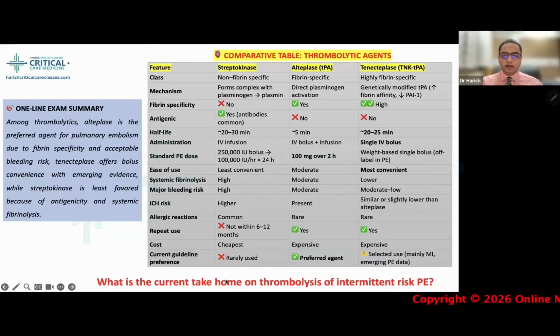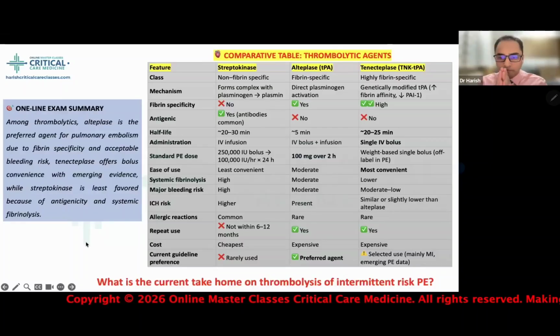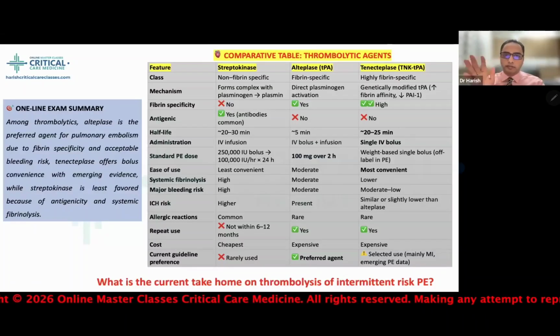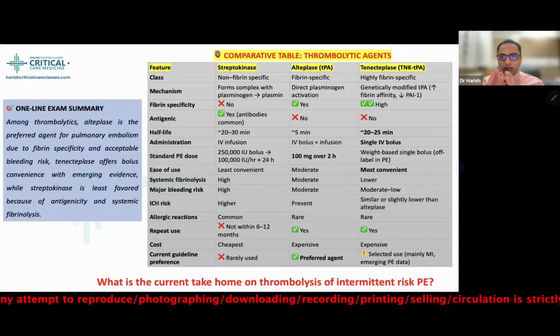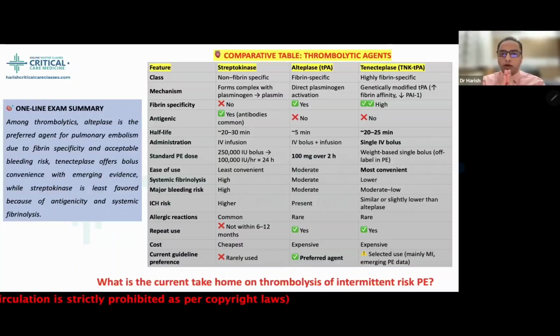So next, what is the current take home on thrombolysis in intermediate risk PE? Assume the patient does not have unstable hemodynamics. His systolic BP is not less than 90, and there is no drop in blood pressure by 40 millimeters of mercury from baseline. Then is there any indication for thrombolysis or not? What is the evidence? That depends upon whether he has RV dilatation and dysfunction, and biomarkers.